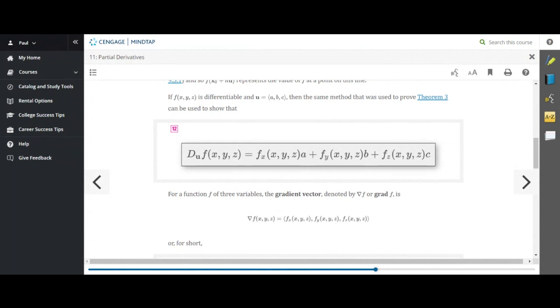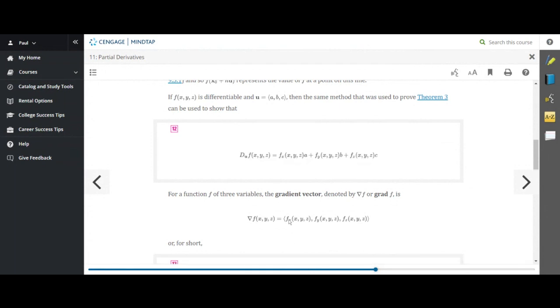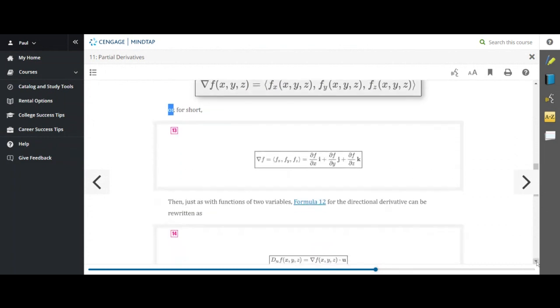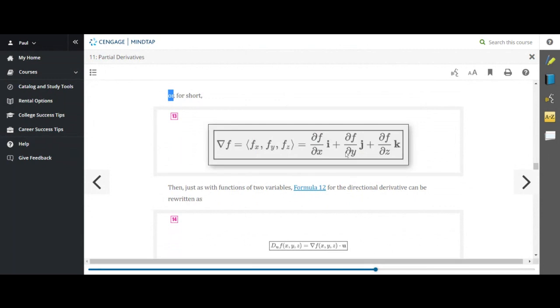Okay, are there any questions on this? Here's the gradient vector, by the way, for a function of three variables. Please let me know if you have any questions. Here's the gradient vector again, written in shorter notation.